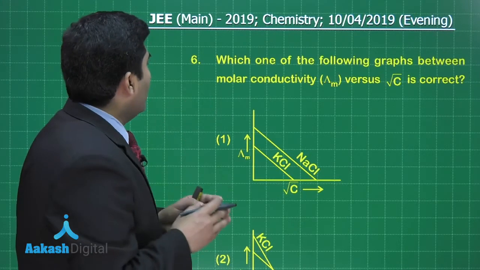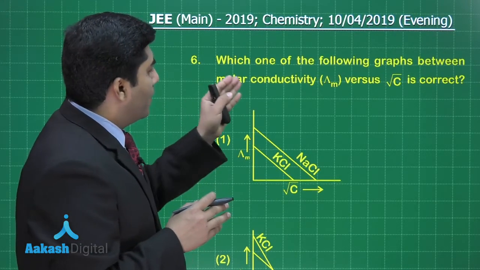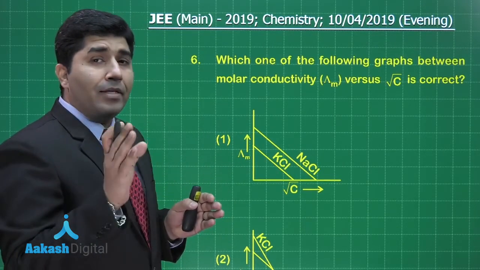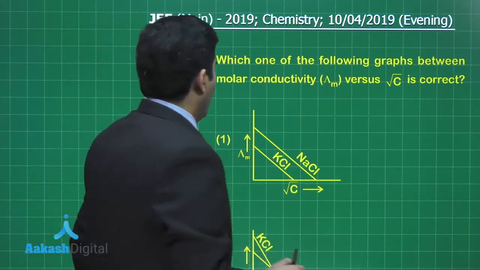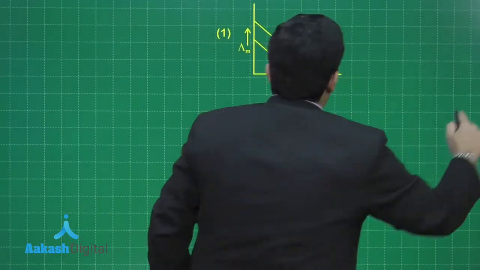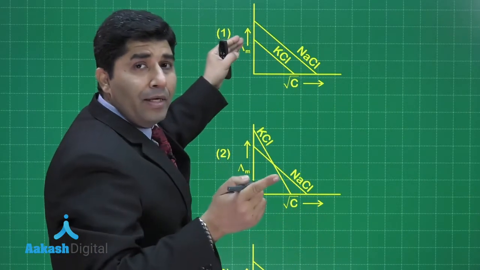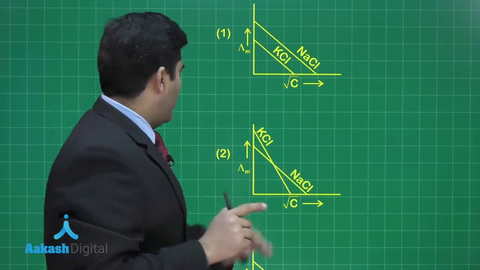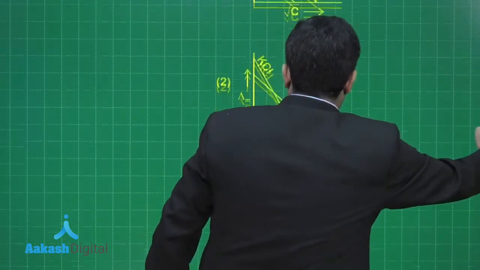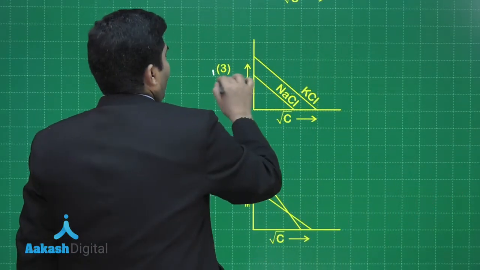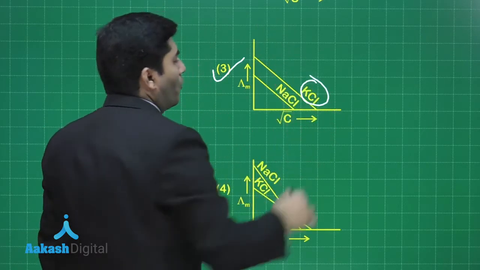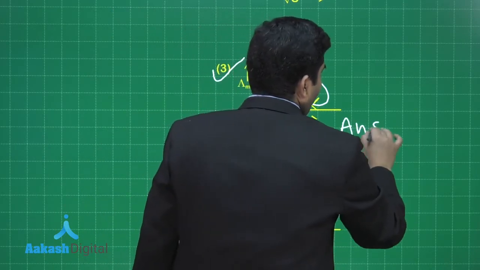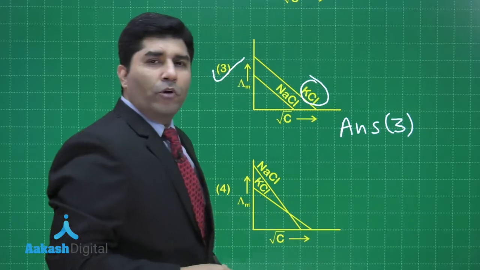Now, in this question he is asking which one of the following graphs between the molar conductivity lambda m versus root C is correct. So there are 2 electrolytes given, one is KCl, another is NaCl, and graphs are given, and we know that as we decrease the concentration, the value of lambda m increases, but since the ionic mobility of K plus is more than that of Na plus, the correct answer, if we see, should be the third one, because the conductivity of KCl is more than that of NaCl. So the answer is option number 3. Let's move on to the next question.